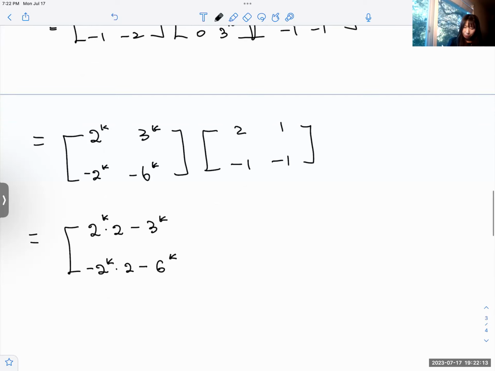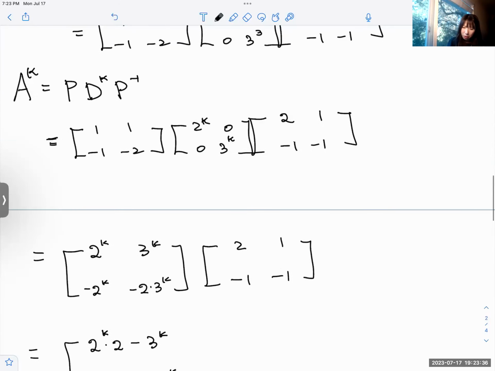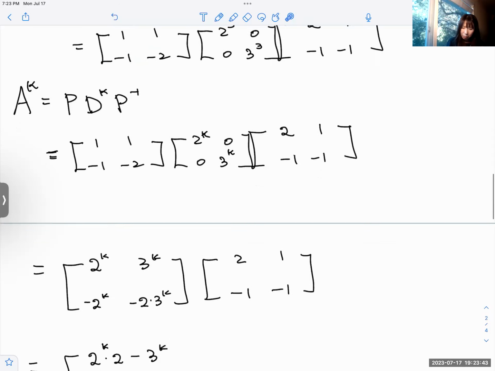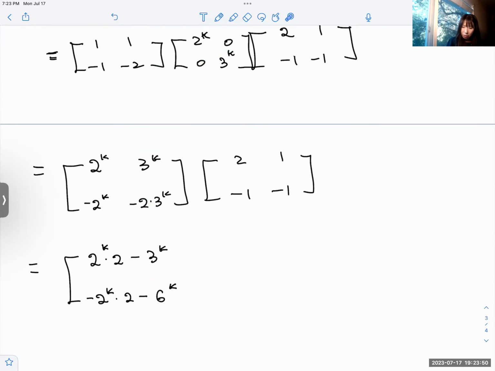Hold on one second. I screwed up again, right? Hold on. So let me fix this one. So this will be, we have -2 times -2. I made a mistake here, right? So -2 times 3 to the k power, right? Okay, then we need to fix this one. So everything is good so far.